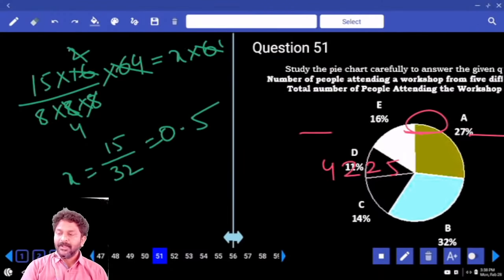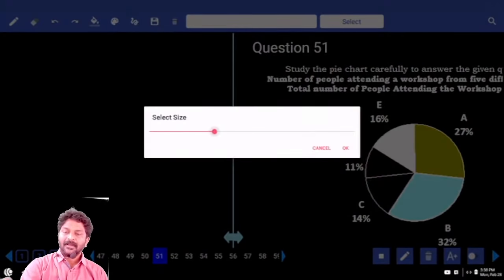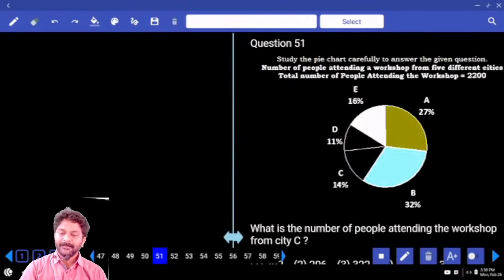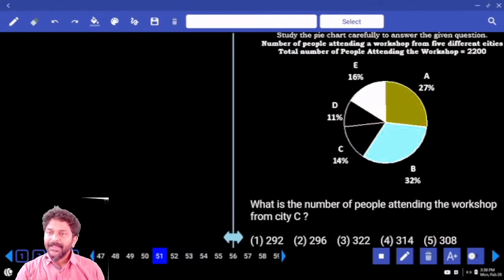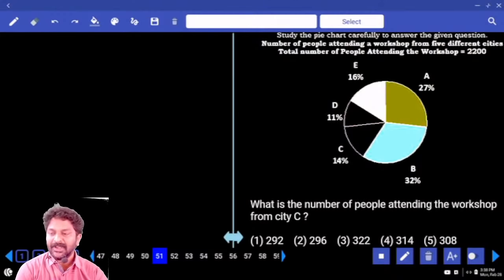Right, so how many images are here? How many images are here? Only one image, and directly we can solve this question. Can we pick this or not? Yes, number of people attending a workshop from 5 different cities. Total number of people attending the workshop is 2200. So what is 1% value?